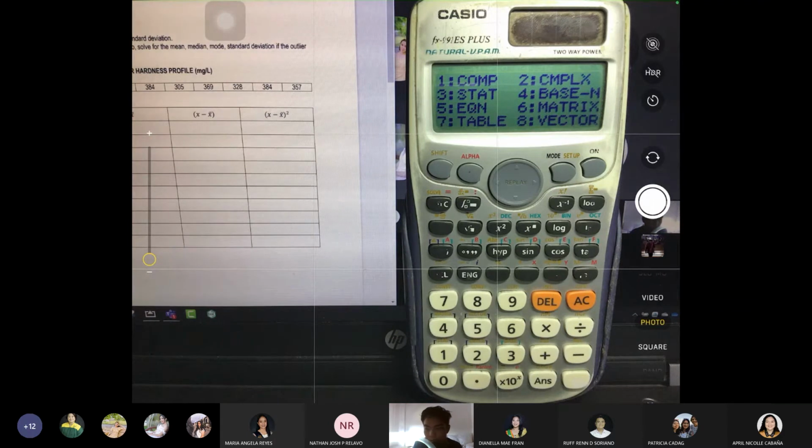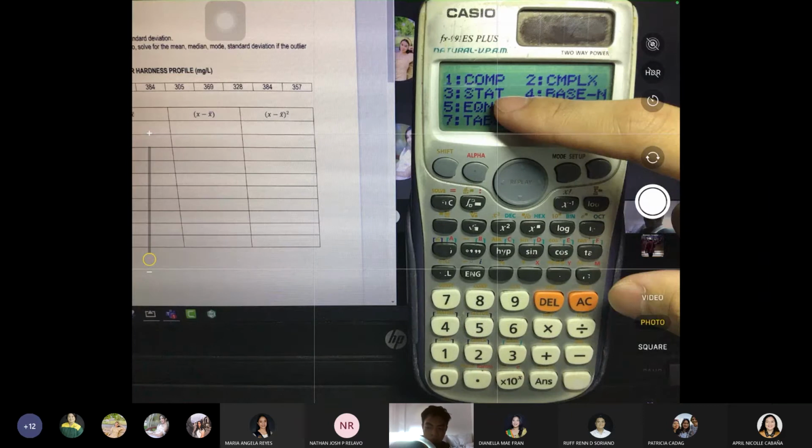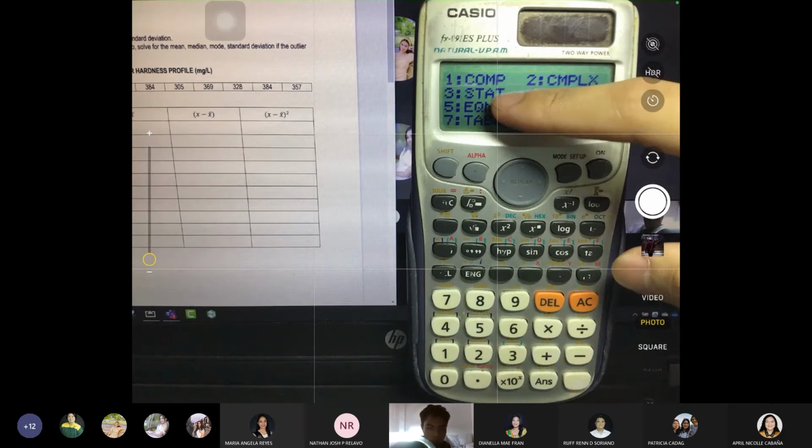Ginagamit yan sa physics and chem. 7 is table. Then 8 is vector. Yan yung ginagamit ng mga physics. No? So, ang gagamitin natin for this SEM is yung stat and equation. So, yung stat, tuturo ko ngayon. Yung equation, tuturo ko sa susunod na chapters.